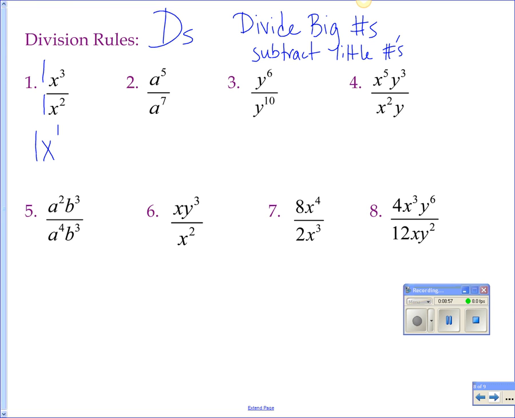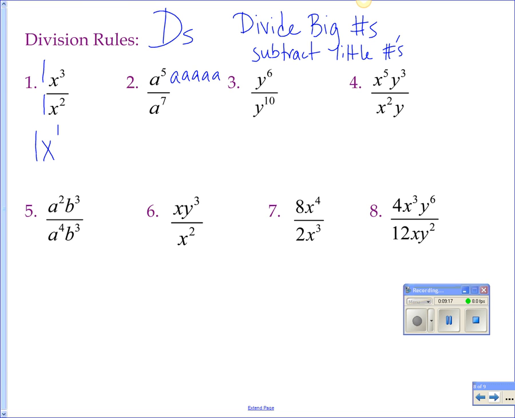Now number 2 gets into a little bit of a scramble. What is 5 minus 7? -2. We don't want that. We don't want negative. So what we're going to do is we're going to put it on the bottom because this is bigger. Okay, so let me start over. On the top, I have 5 A's.